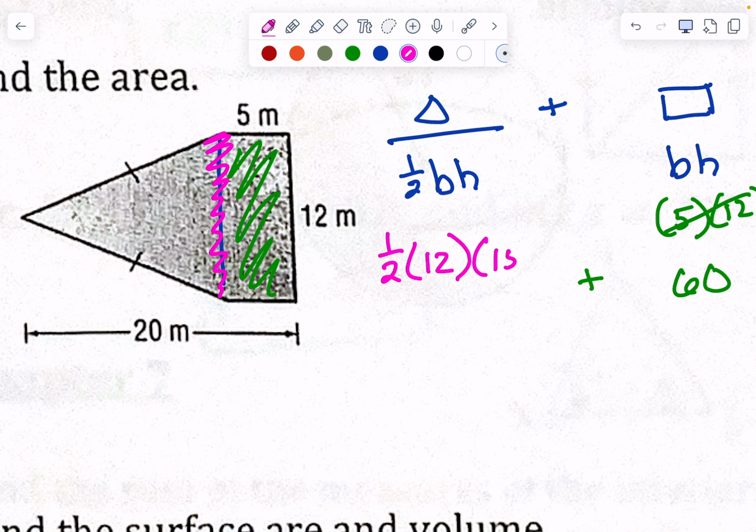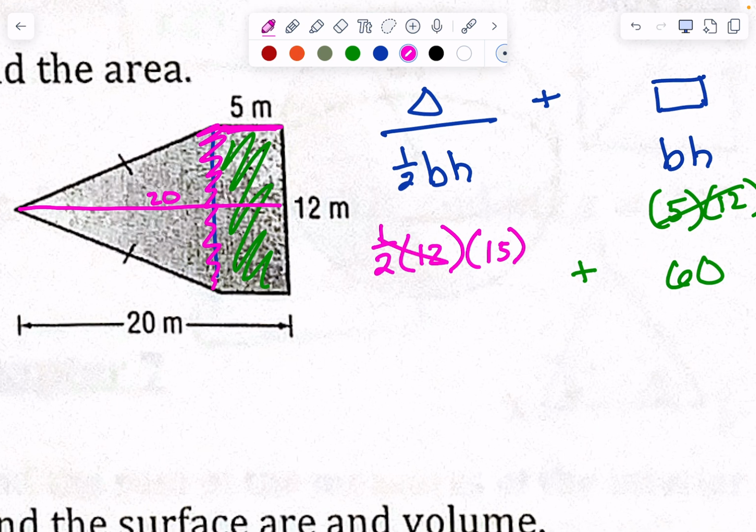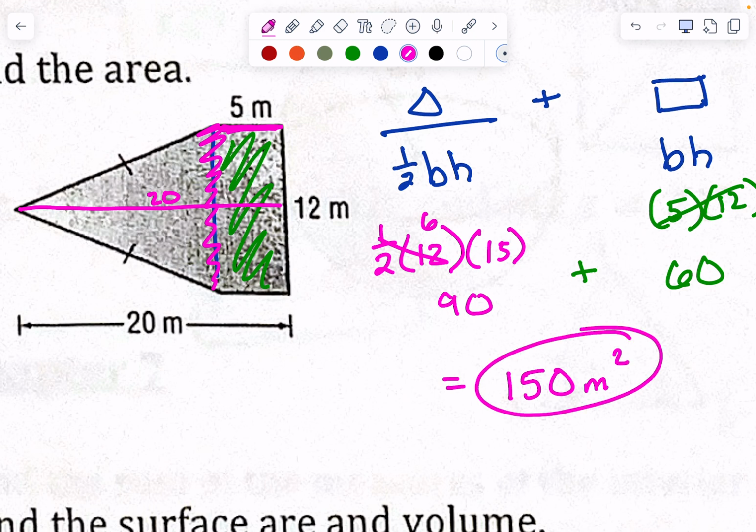It is 15, right? Do you see how from here to here is 20, and then that's 5, so it's 15? Do you see how we get 15? All right, half of 12 is 6, and 6 times 15 is 90. So then what? 150 meters squared. If I add those two together, that is the area of the whole thing.